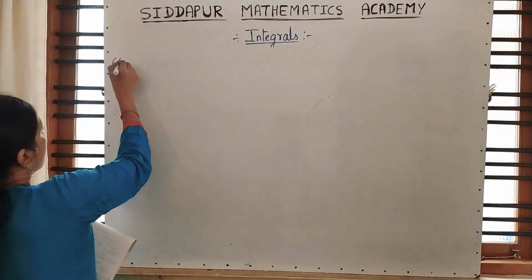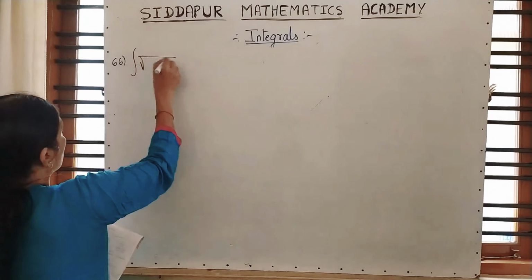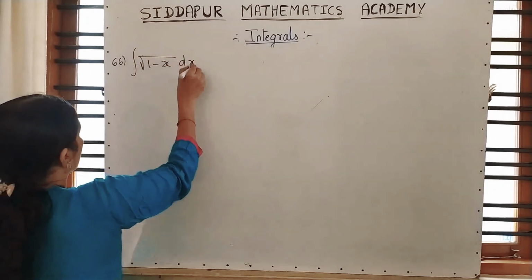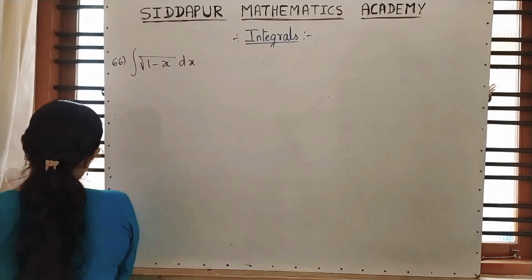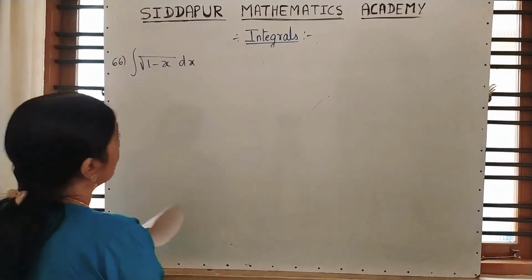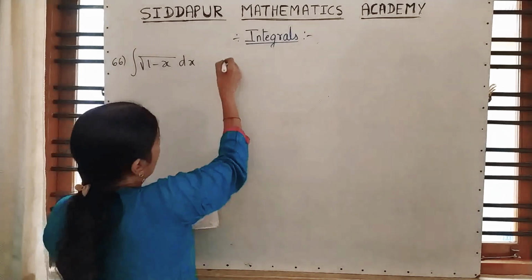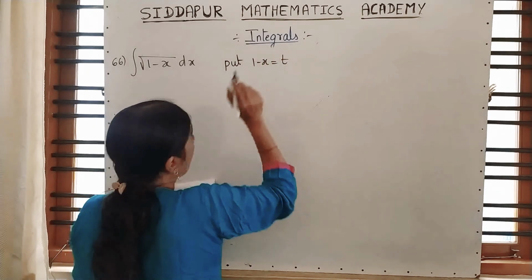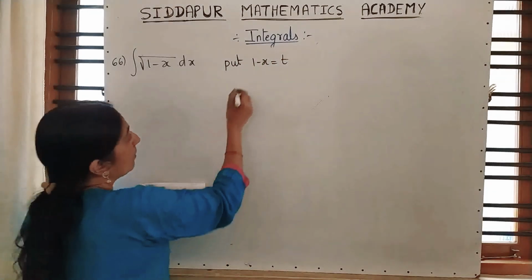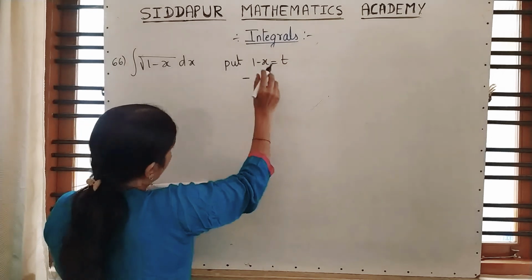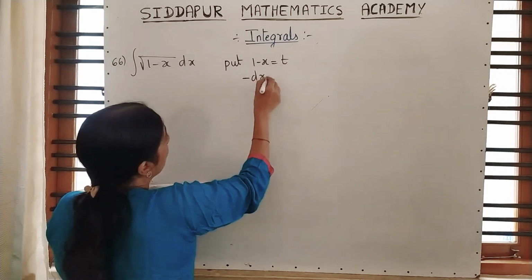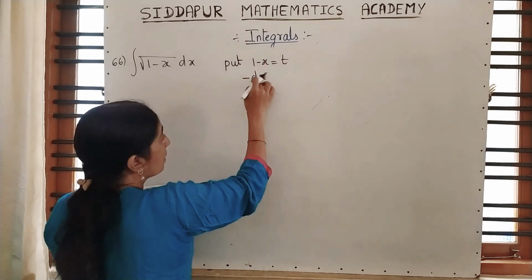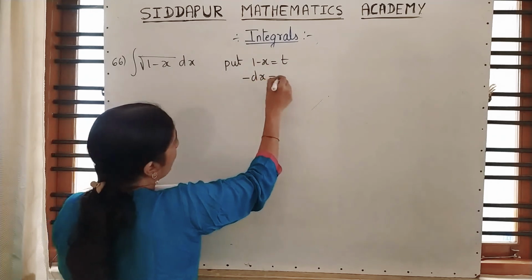See question number 66, root of 1 minus x. Here again we will go for substitution, since you are already familiar. When you are doing a substitution, maximum time we are not writing the power. Put 1 minus x is t, differentiate: 1 is 0, x is dx. Because of this minus we have to write minus sign.